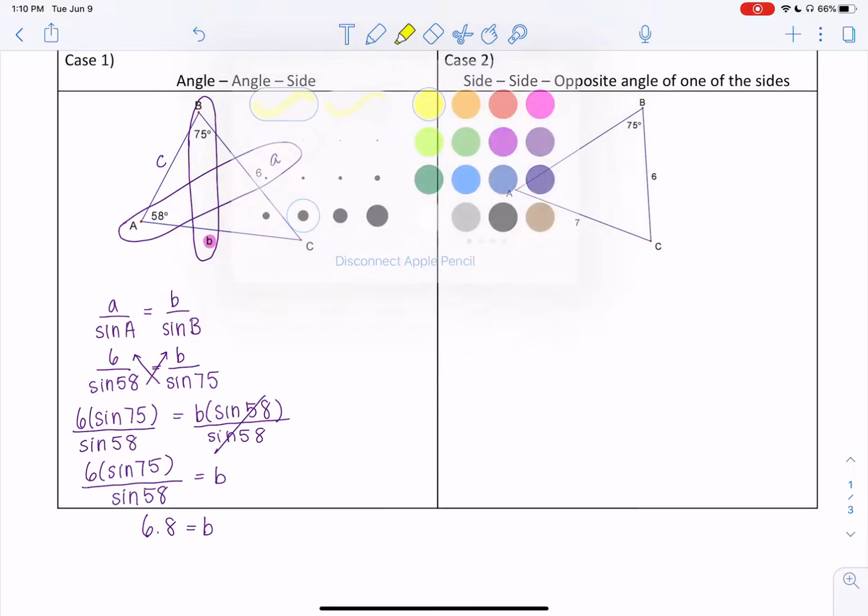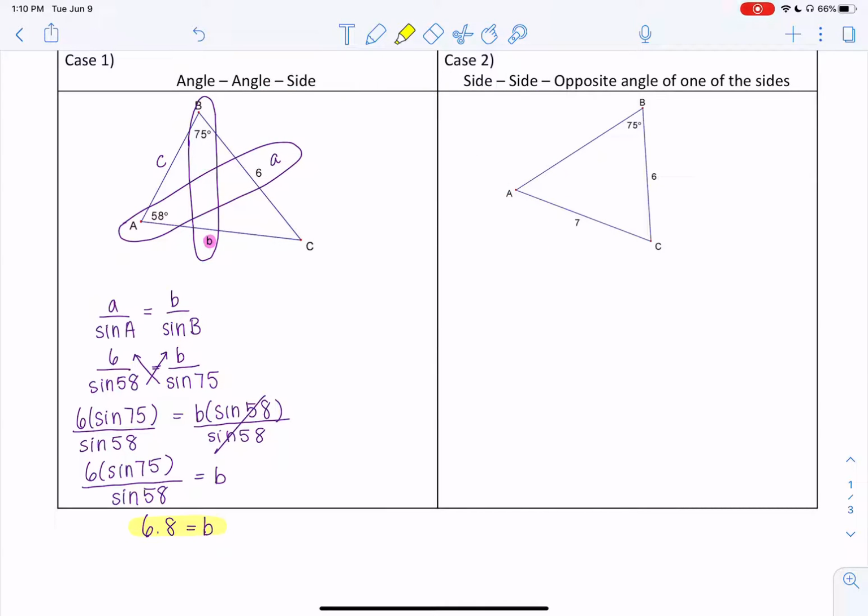Okay, let's do another example. So for case two sides in the opposite angle of one of the sides. So that's the situation we have here. We have two sides and then we have the one across from the 7. But again, I find this a little bit confusing to remember.